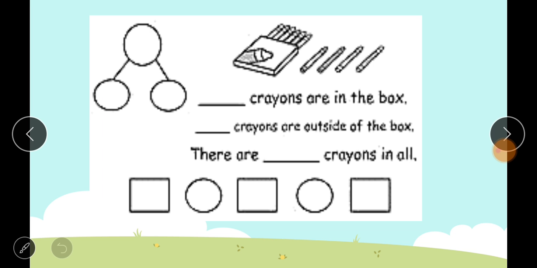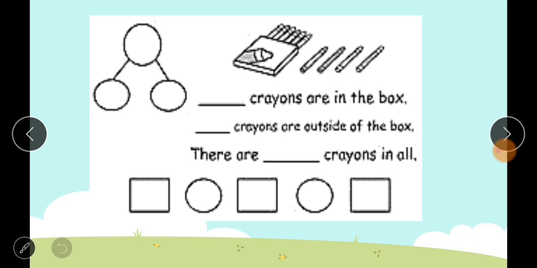We have another number sentence here. We have crayons here. Here, dash crayons are in the box. Dash crayons are outside of the box. There are dash crayons in all. When you hear in all, that means you have to do what? Add. Dash crayons are in the box.